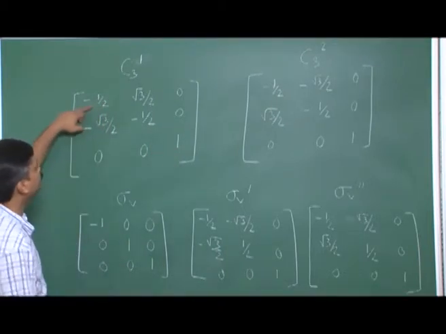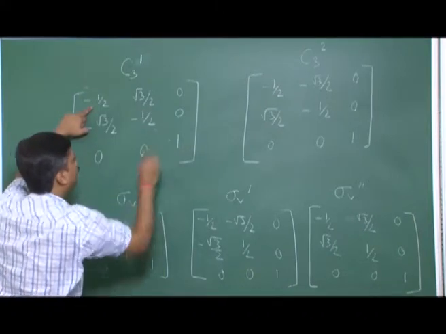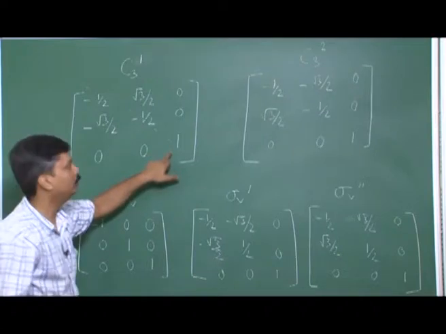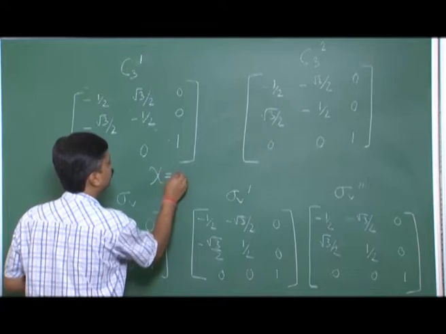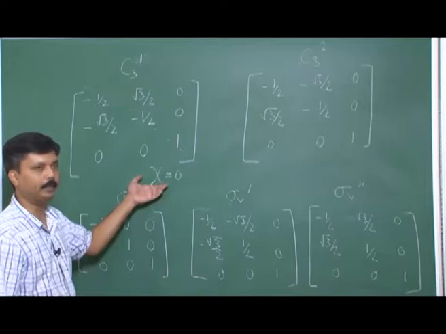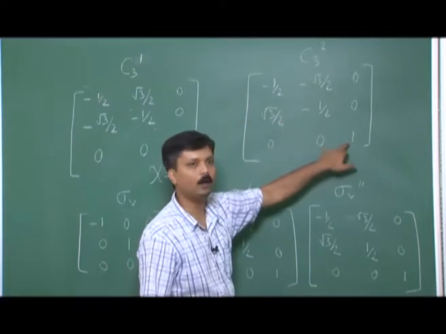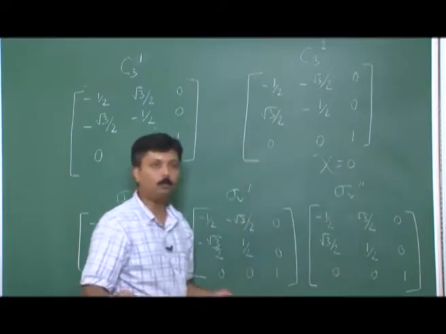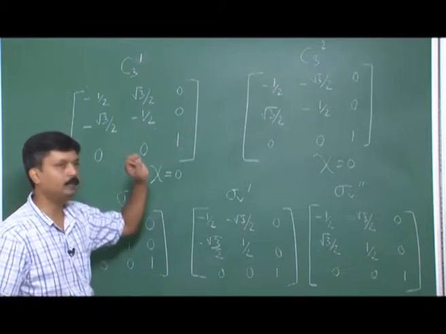So the character is the sum of the diagonal elements, right? So in this way, minus half plus 1... what that means is that the character for this one is 0. Character is given by this chi. Now here again, if we look at this, minus half, 1, again the chi is 0. So that proves our point that conjugate matrices have identical characters. Let's have a look at some more.